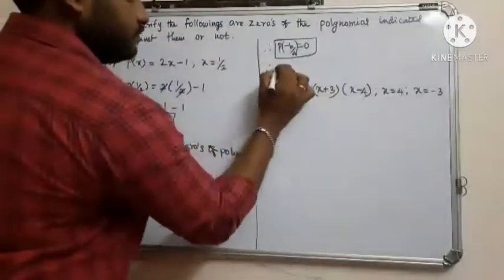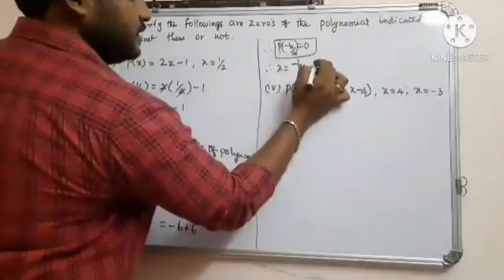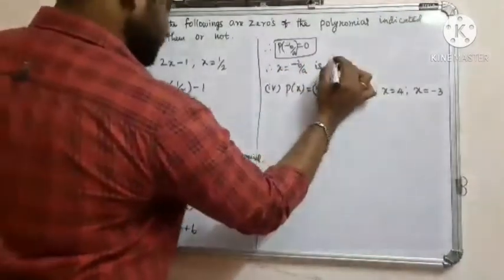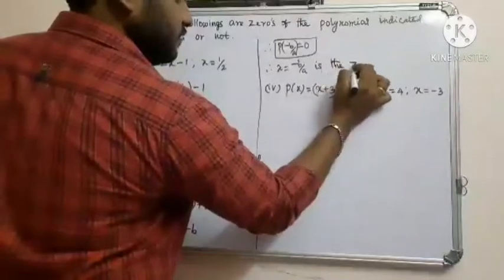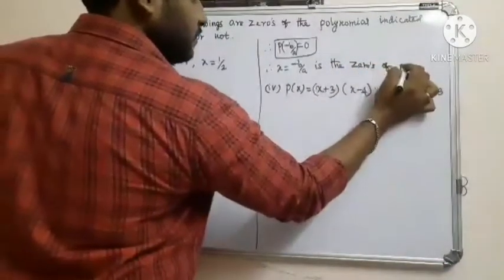So therefore x is equal to minus b by a is the zero of the polynomial.